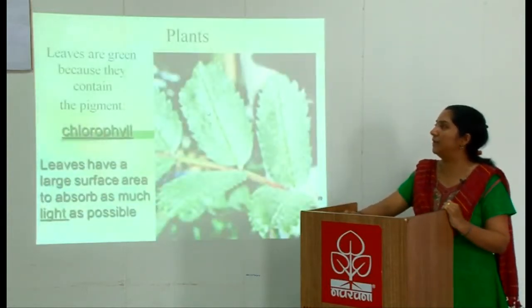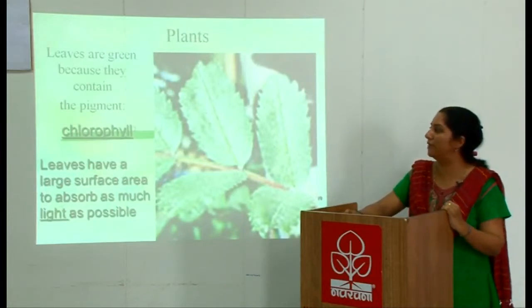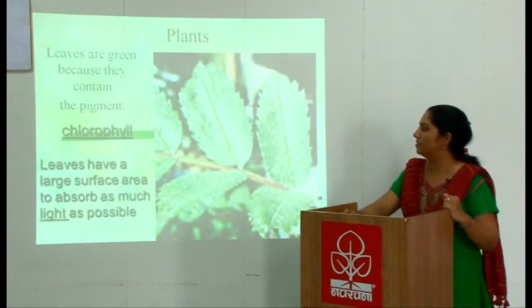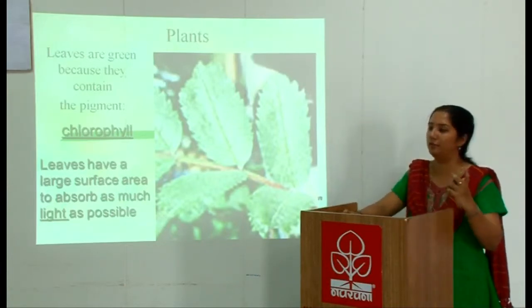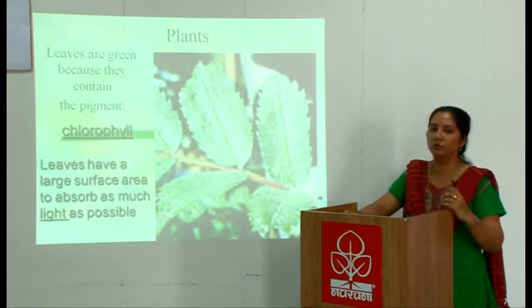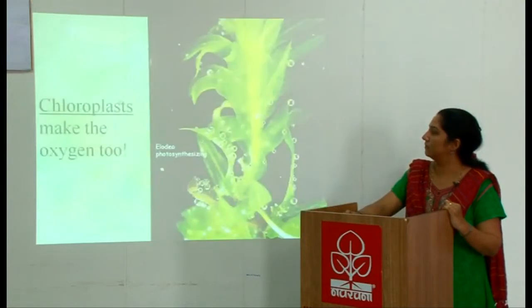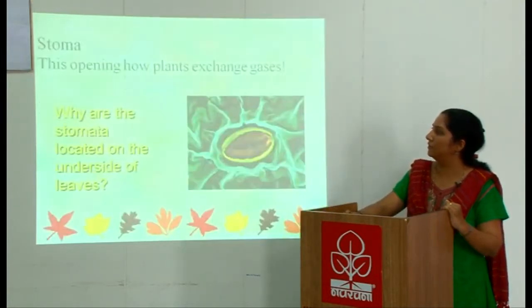Now here you see the leaves are green. That is because of a pigment called chlorophyll, and they have a large surface area so that they can absorb as much light as possible, so that they can get more food and use it for storing glucose molecules. Now chloroplast also helps in making oxygen.